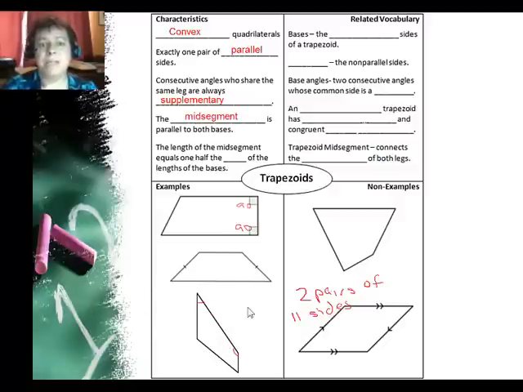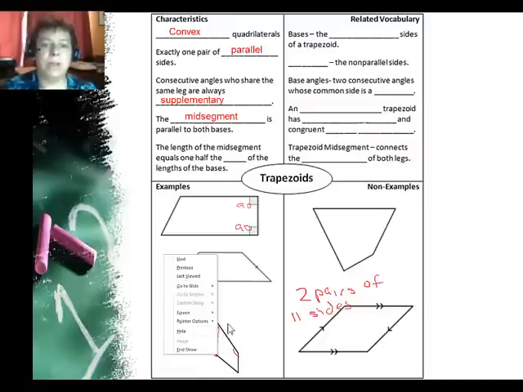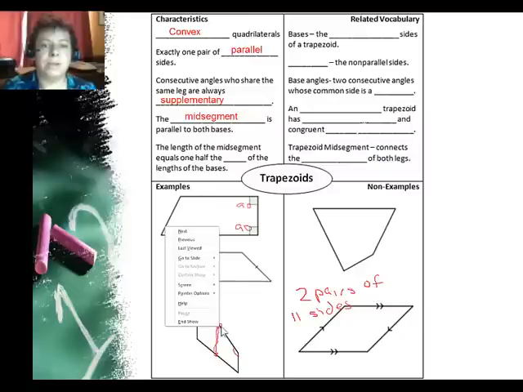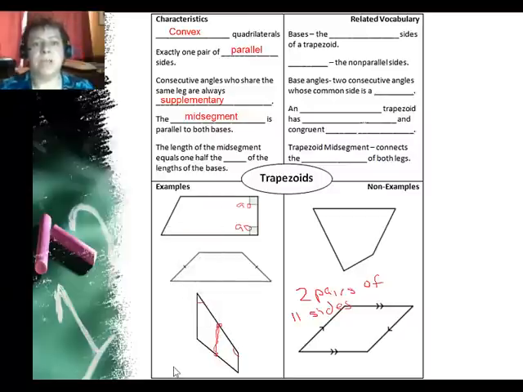Now, the midsegment, and I should draw one in here. I don't have one on the note. It is kind of like the midsegment of a triangle. It connects the midpoints that are on the two legs. So it connects the two midpoints. And a cool thing about midsegments on trapezoids is that they are equal to half of the sum of the lengths of the bases.